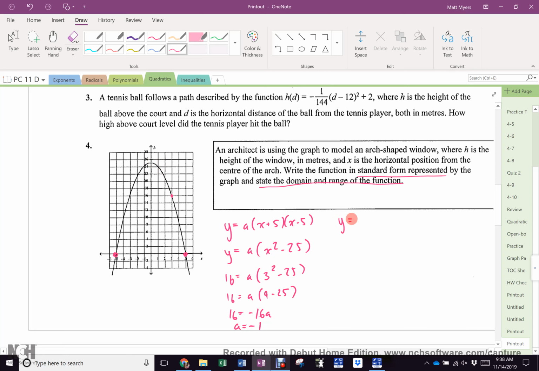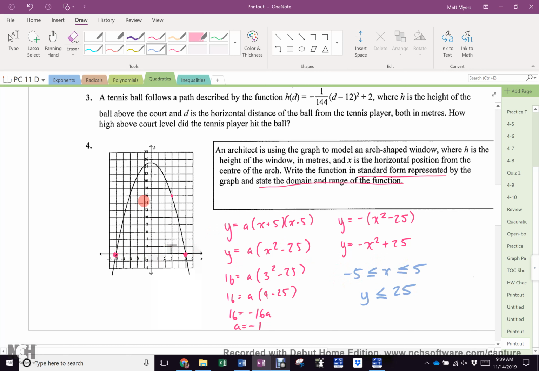So y equals negative 1 times (x squared minus 25). Get rid of those brackets because I want standard form: y equals negative x squared plus 25. Then I want the domain and range. Well, my domain is negative 5 less than or equal to x less than or equal to 5, and my range is y less than or equal to 25.